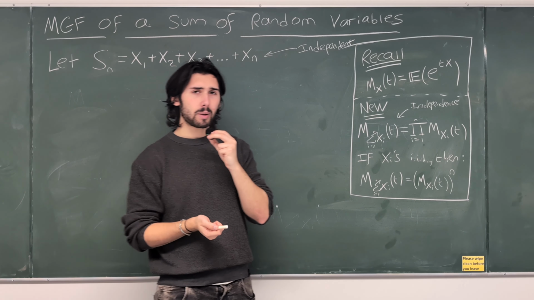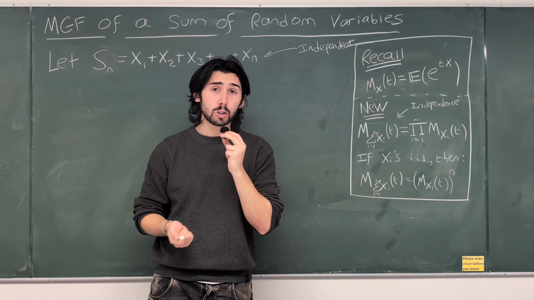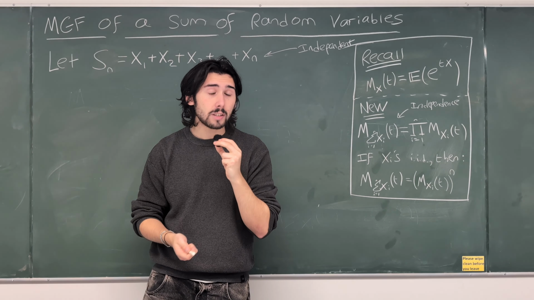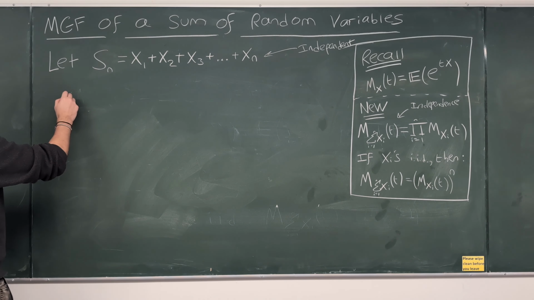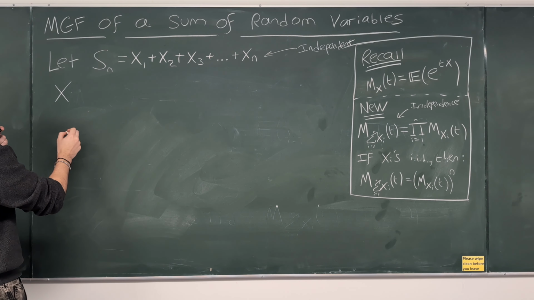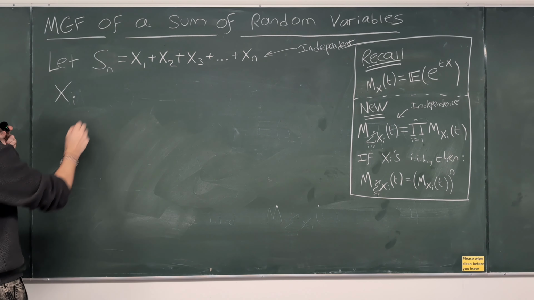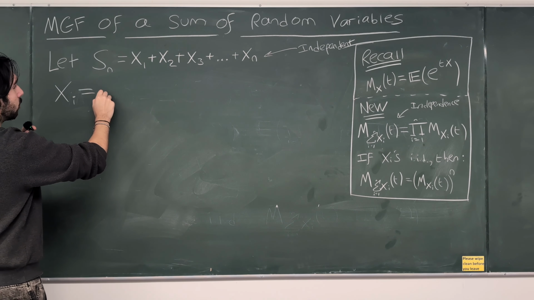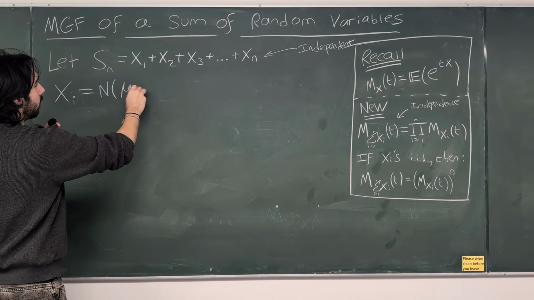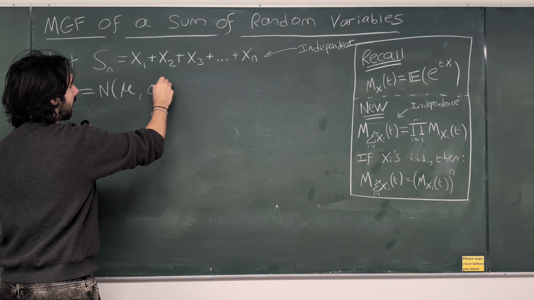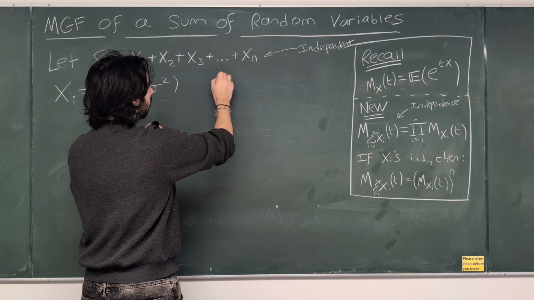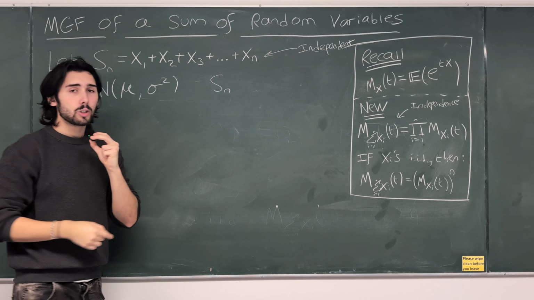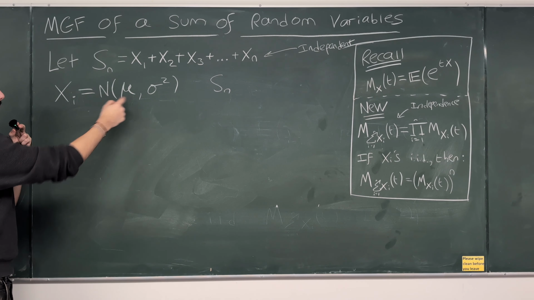Let me show you one application of this. In the next video, I'll show you an application that's even stronger than this, but for now, let's keep it nice and simple. Let's say, for example, that we have a sequence of random variables where each xi is just a normally distributed random variable with a mean of mu and a variance of sigma squared. So each xi is this, and again, we're considering Sn, so we're going to add up n of these.